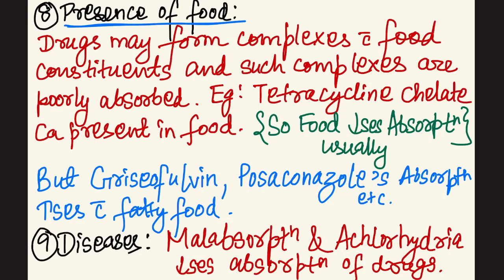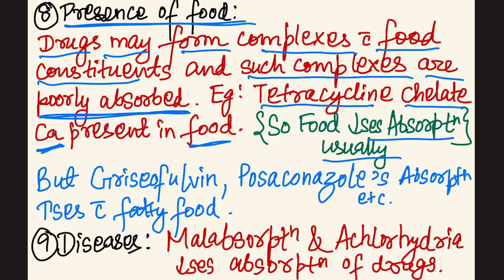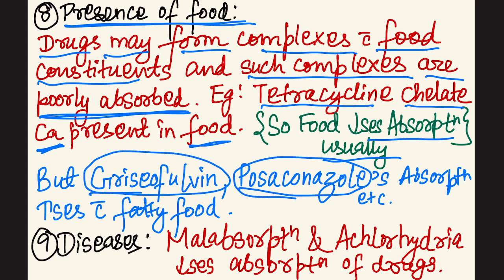Next is the presence of food. Drugs may form complexes with the food constituents. Such complexes are not absorbed easily, and as a result, because of the presence of food, absorption decreases, which is a general dictum. Like tetracycline, it chelates with the calcium present in the food, and as a result absorption is decreased. But there are some drugs like griseofulvin, posaconazole and several others whose absorption is increased in the presence of food, basically fatty food. So this is an exception to the general dictum.